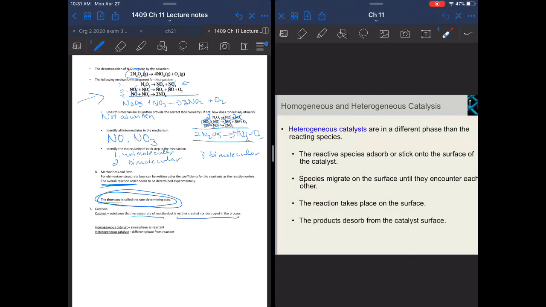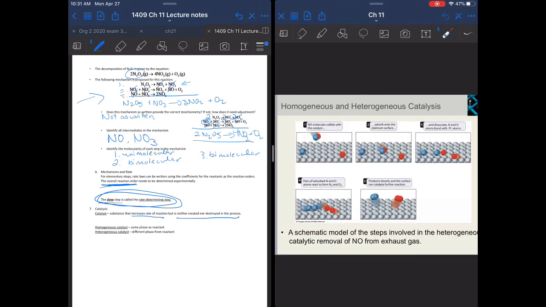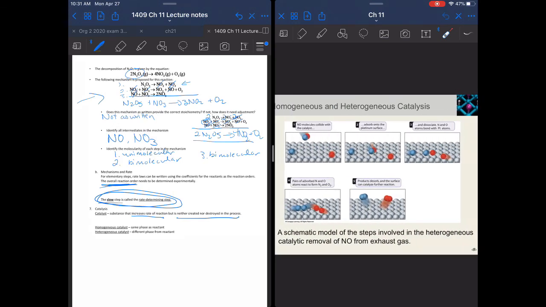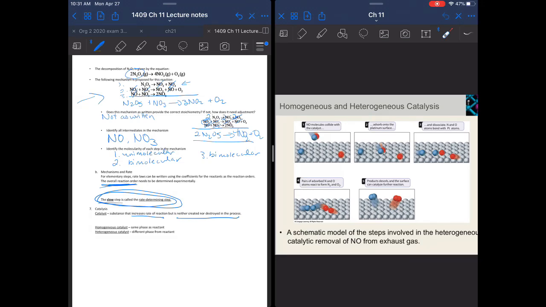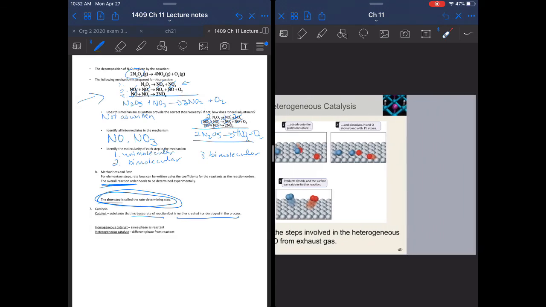Okay, that was all I wanted. Those are just definitions that you should know. This is a picture of a heterogeneous catalyst reaction where you have this reaction between this blue and red, whatever this is. They adsorb onto the surface of the catalyst. That helps facilitate the bond breaking. They can then migrate to one another, form new bonds, and then desorb. Right? So that's just a picture of how a heterogeneous catalyst could work.